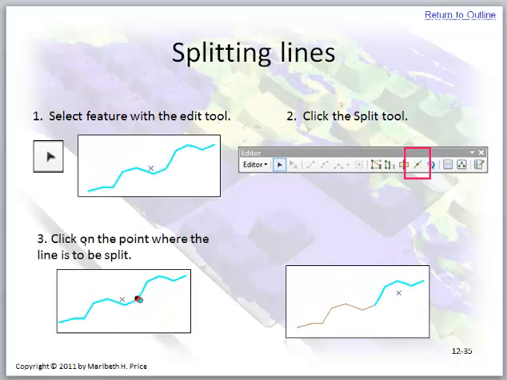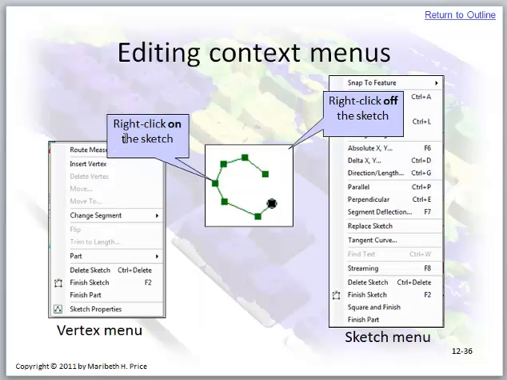Splitting lines. I actually came back to this chapter several months ago when I was doing extensive editing, spending hours and hours and hours at the computer editing data for a Hood River Trails map. Editing context menus. You could right click on the sketch and right click off the sketch. You get a vertex menu over here or a sketch menu over here. You will need some of these as you're doing your editing.